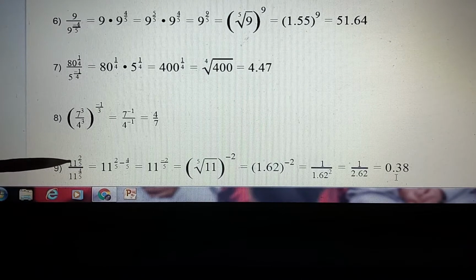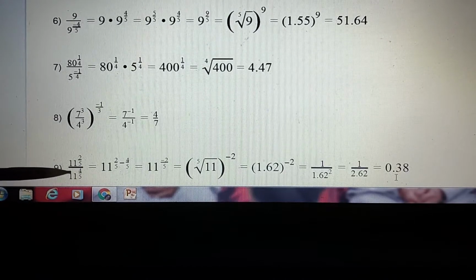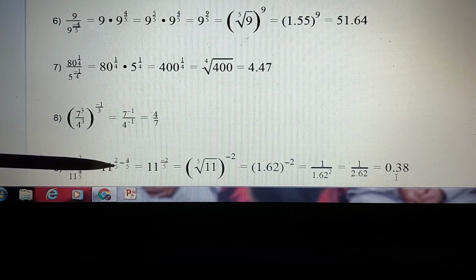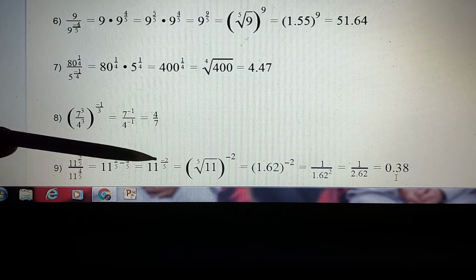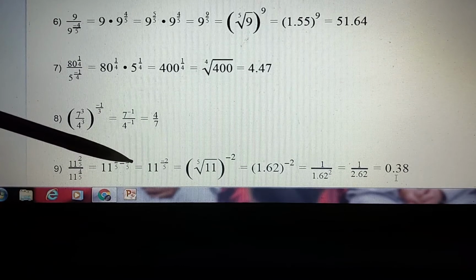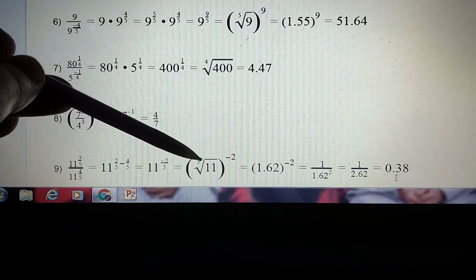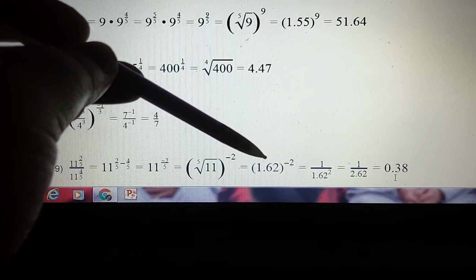Okay, number 9. Two bases that are the same being divided. Keep the base, subtract the exponents. 2/5 minus 4/5 is negative 2/5. So I've got one base, one exponent, turn it into a radical. The fifth root of 11 is 1.62.